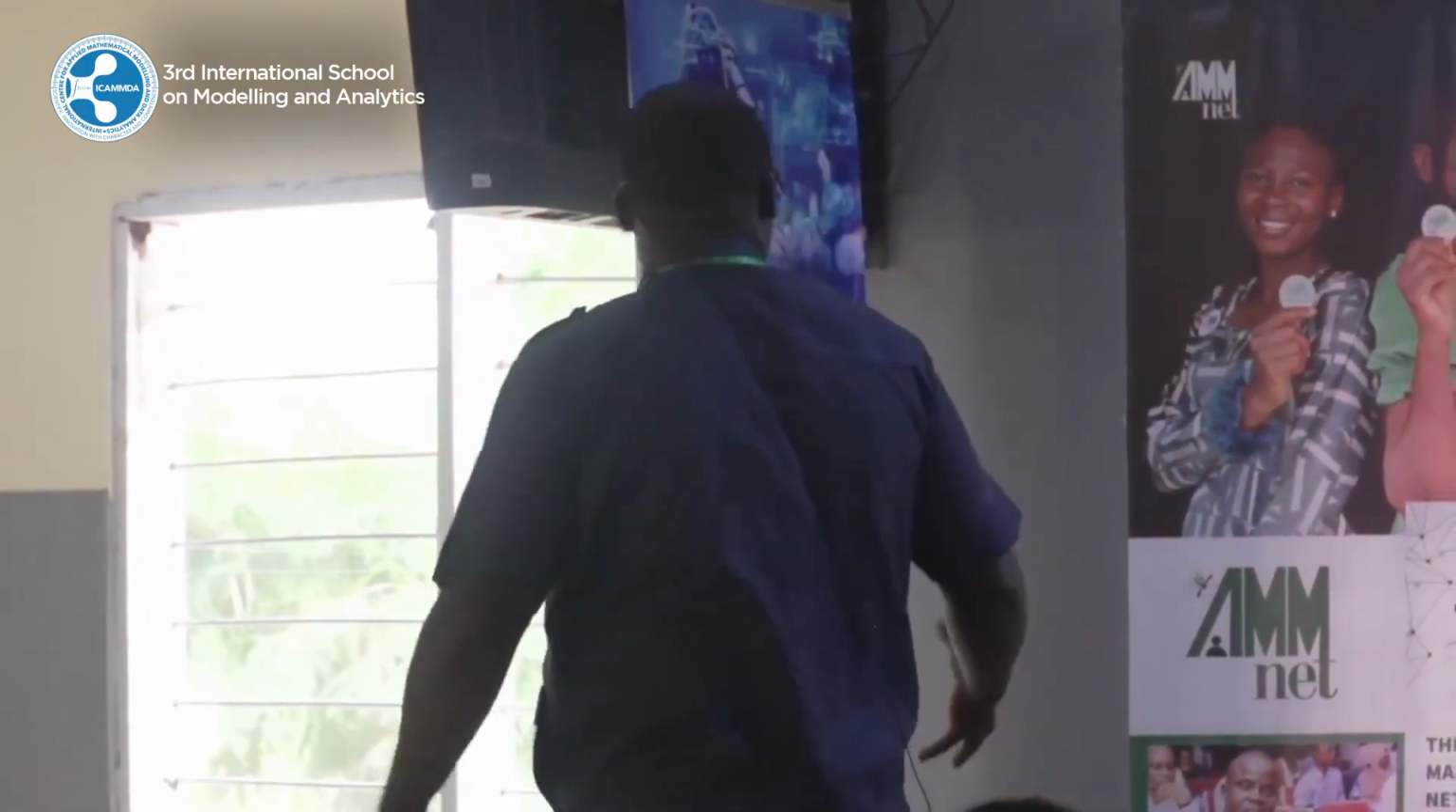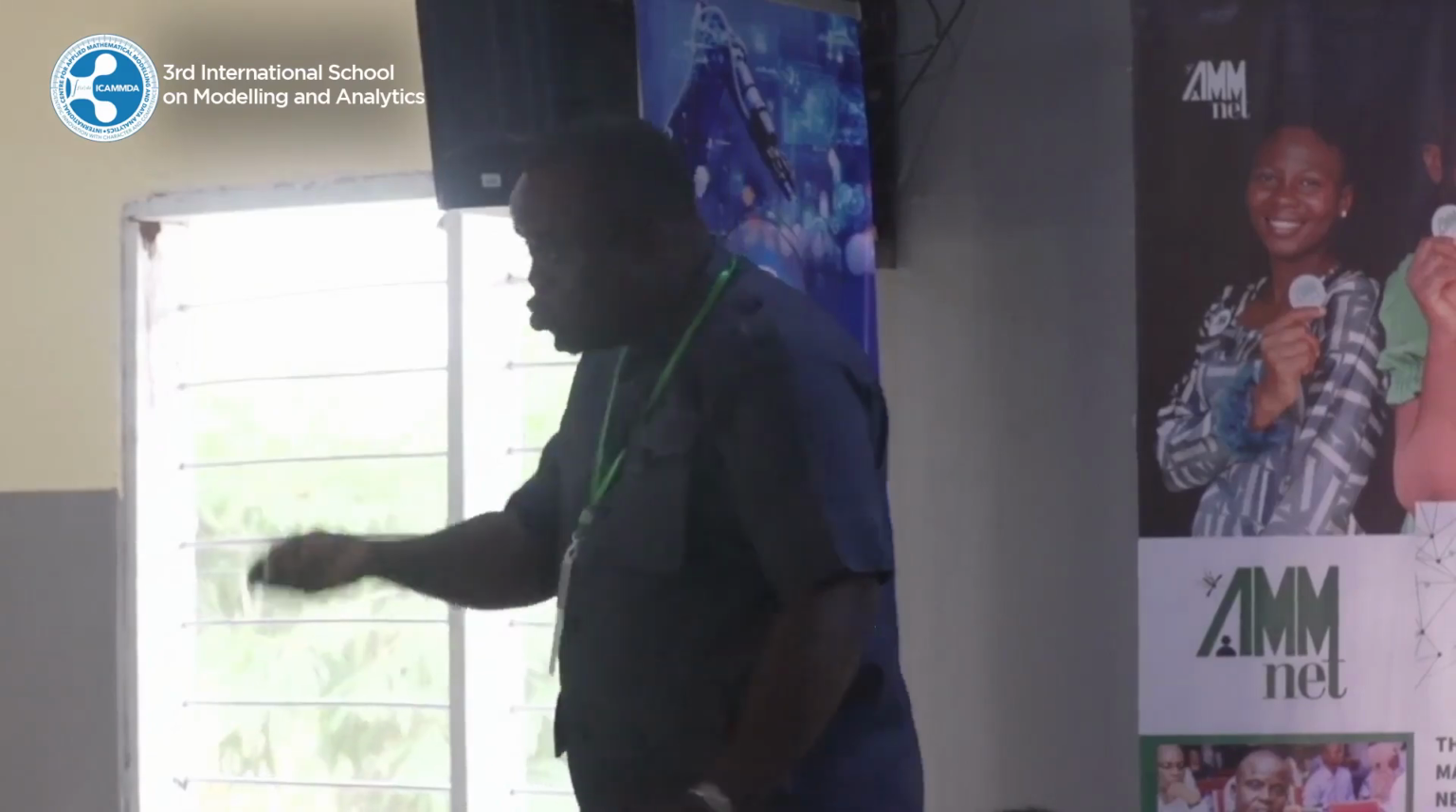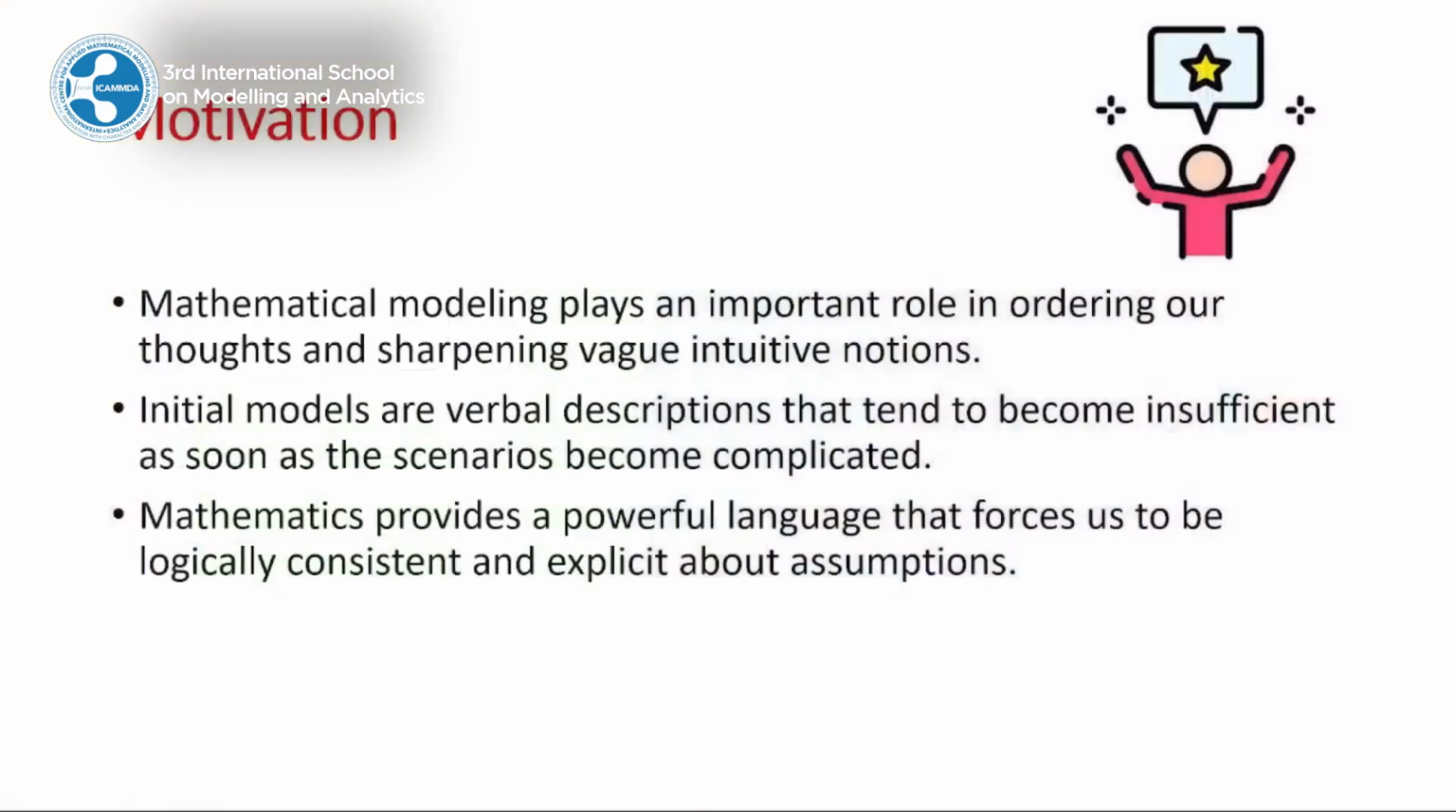So what do we do? Initial models, verbal model cannot do the work. Again, we need to do a mathematical model. Let's see. Mathematics provides a powerful language that forces us to be logically consistent. Underline that: logically consistent and explicit about assumptions. So you are forced to do it logically, not anyhow.